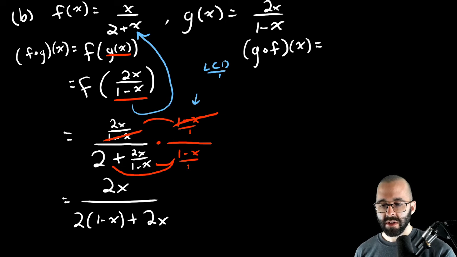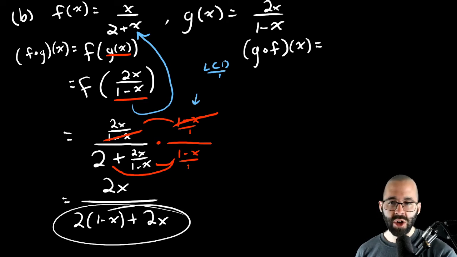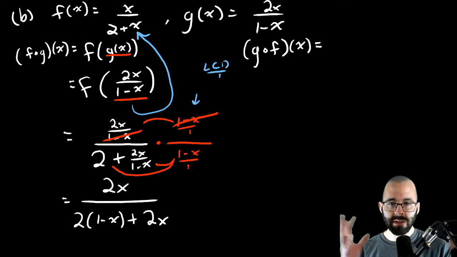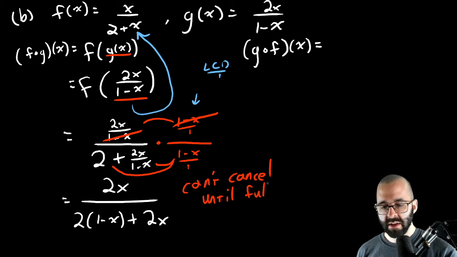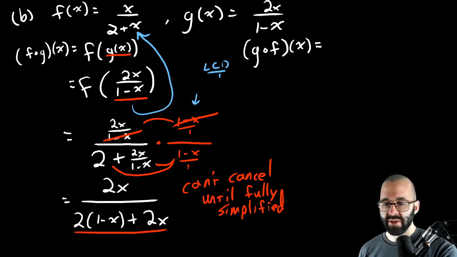Be very careful. We cannot cancel here. This does not cancel because there's addition and subtraction. You can only cancel once everything is combined and factored. We can't cancel here. Can't cancel until it's fully simplified. There are like terms here that we haven't dealt with yet, and we need to.